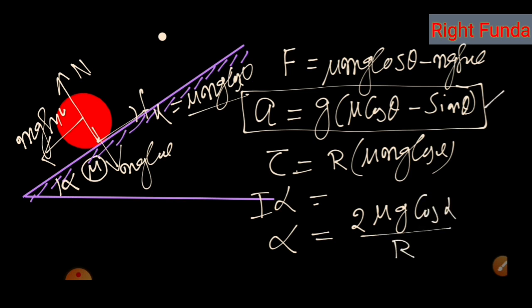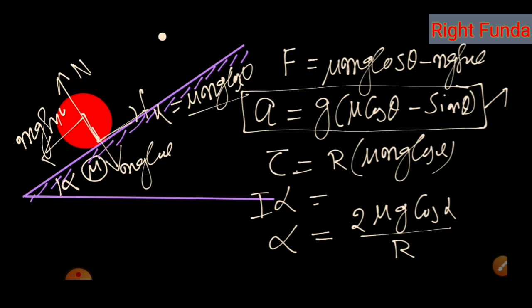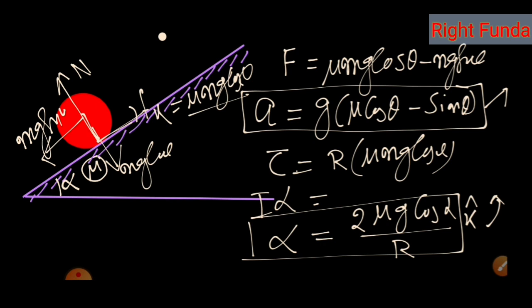This is the R value, this is the F value, and the torque is R cross F, so it will be in the anti-clockwise direction. So this will be reducing the omega. The initial omega naught was like this, and it will be decreasing the omega. So we got the alpha value, and we got the acceleration of the cylinder on the incline.